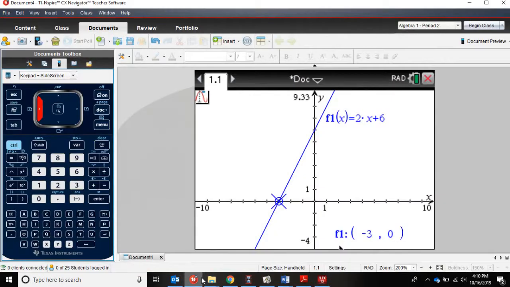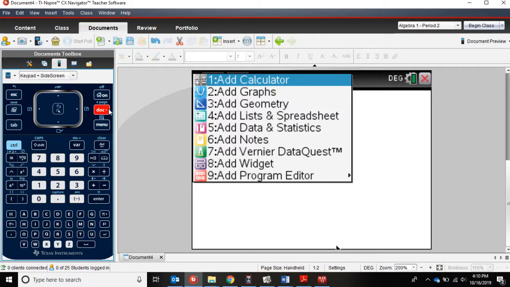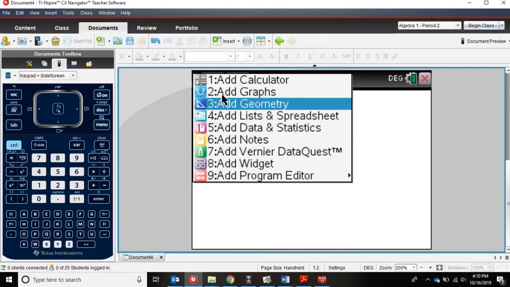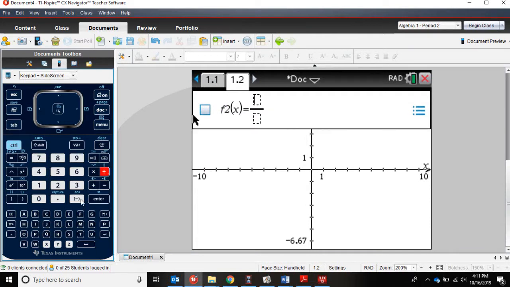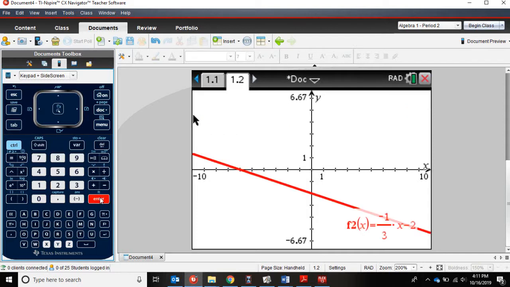And now let's go to our calculator. Press Control Doc and add a new page. And we're going to add a new graph page. And go ahead and type that one in. Remember, to get a fraction, you press Control divide. Negative 1, scroll down for the 3. Outside of it, x minus 2. The minus sign is the black key. Okay, press enter. And tell me, what are the x and y intercepts?